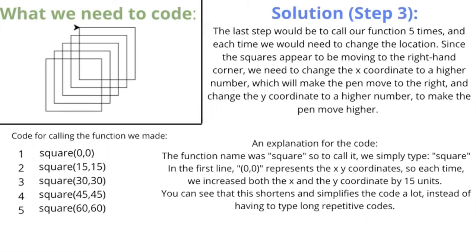Code for calling the function we made: square(0, 0), (15, 15), (30, 30), (45, 45), (60, 60). The function name was square, so to call it, we simply type square. The first line, 0, 0, represents the x and y coordinates, so each time we increase both the x and y coordinate by 15 units. You can see that this shortens and simplifies the code a lot, instead of having to type long repetitive codes.